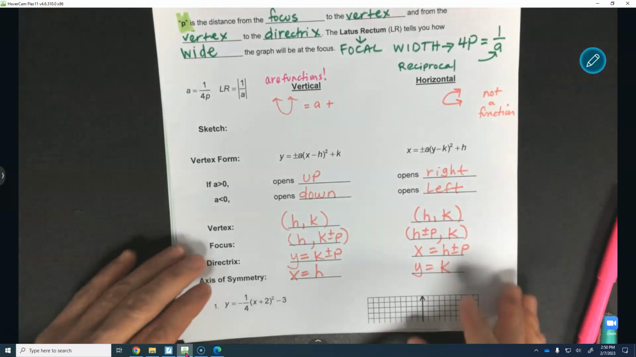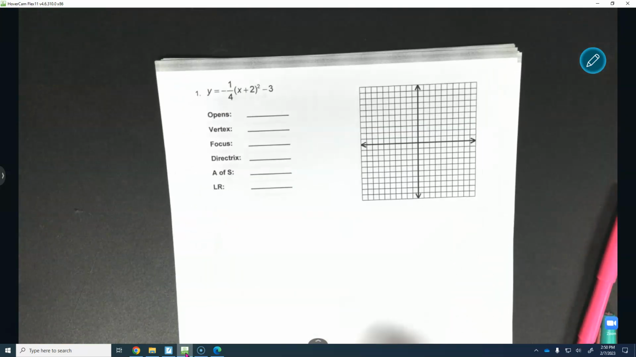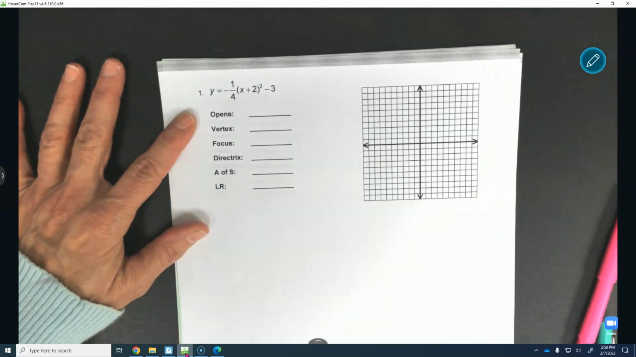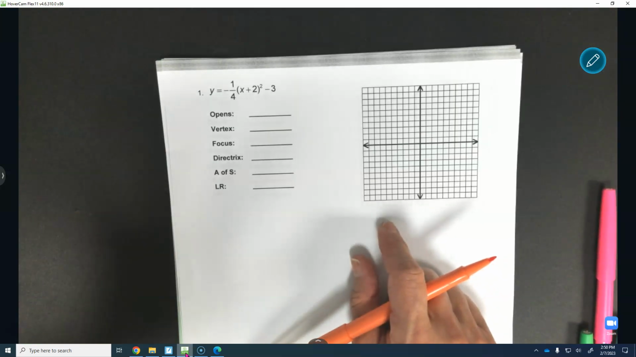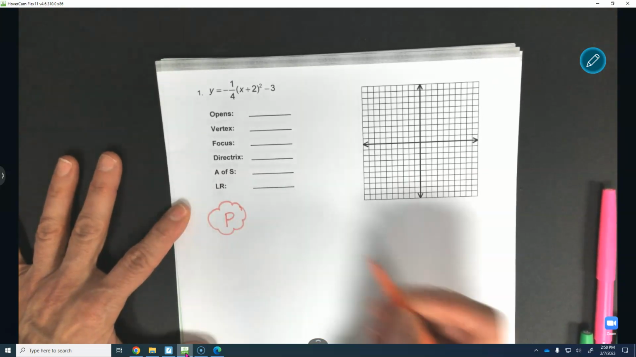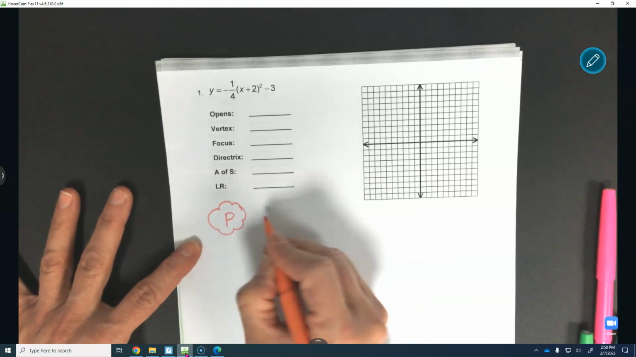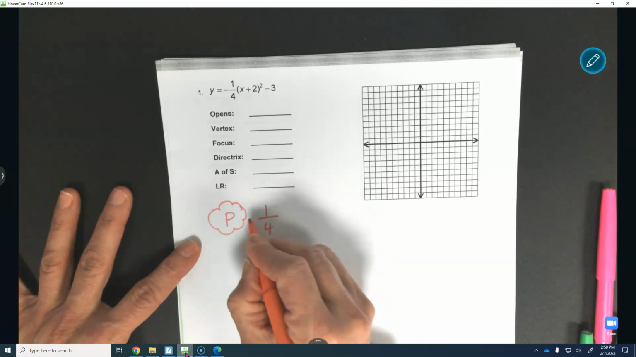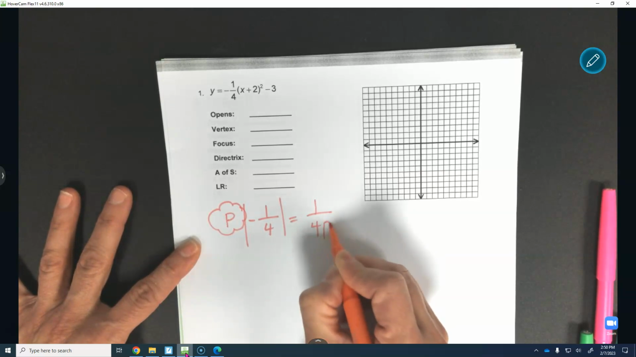So let's just kind of get started on some graphing. I'm going to show you guys how I graph this stuff. This method for me tends to crank them out a little quicker. And what we're going to do is start with P. P is so important. So please remember, it is an absolute value. It's like a distance. So the absolute value is going to equal 1 over 4P.